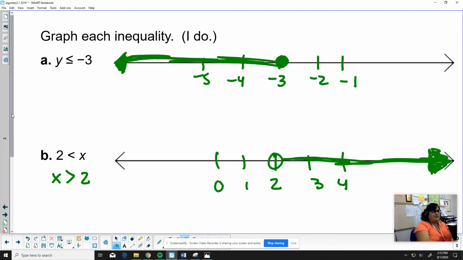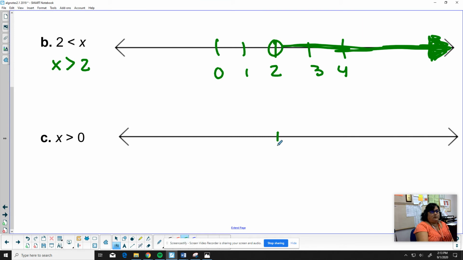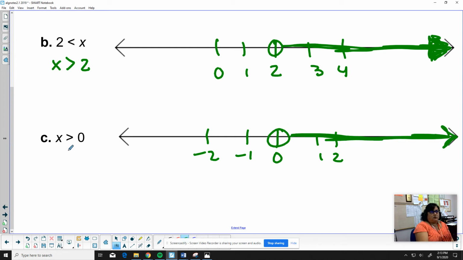Okay, and the last one I hope you tried, we put 0 in the center, so up 2 and back 2, it's open, and I'm shading to the right because it's also greater than. Okay, I hope you got those right. Good job if you did.